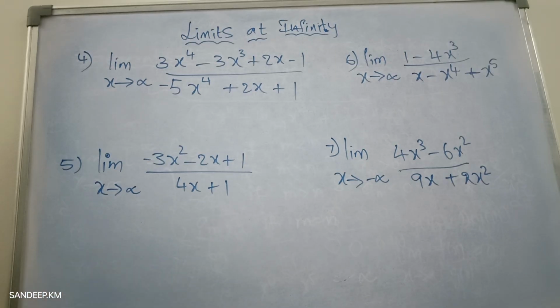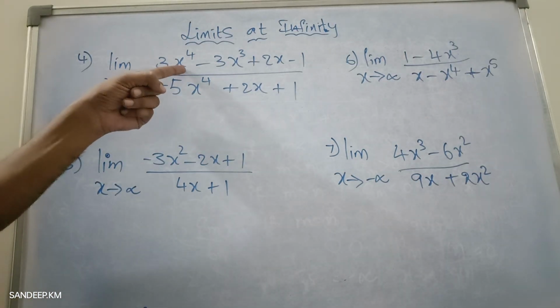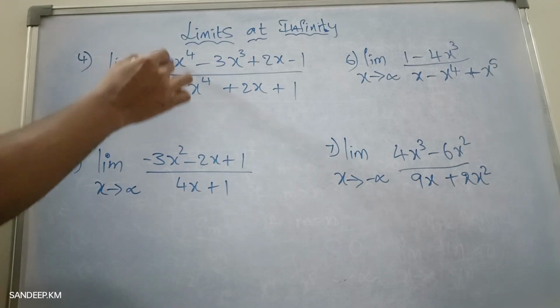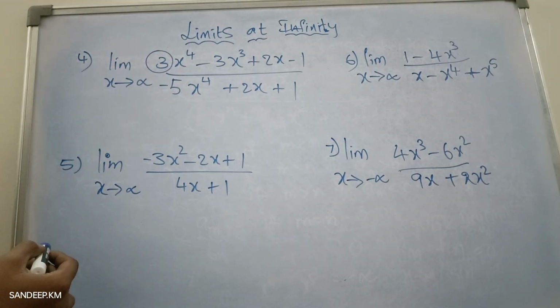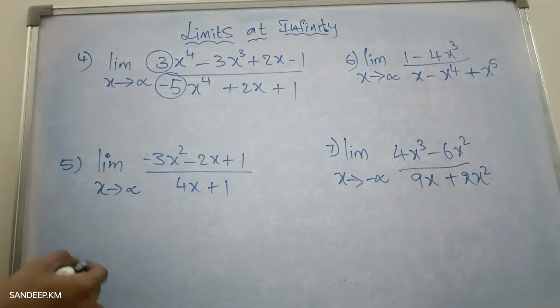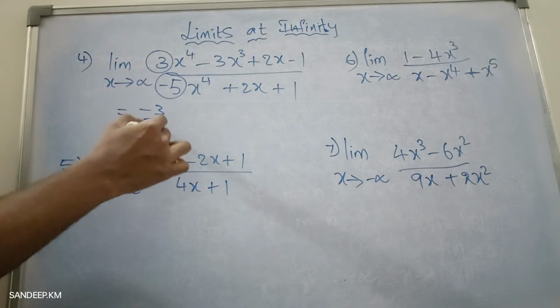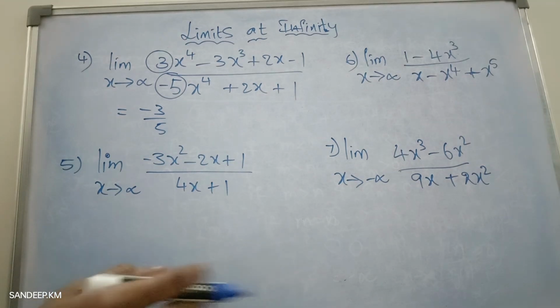Now the answer is very simple. The degree of numerator is same as the degree of denominator. Then the answer will be coefficient of highest power of x in the numerator by coefficient of highest power of x in the denominator. So the answer is 3 by minus 5, which is minus 3 by 5. So I hope you got the answer.